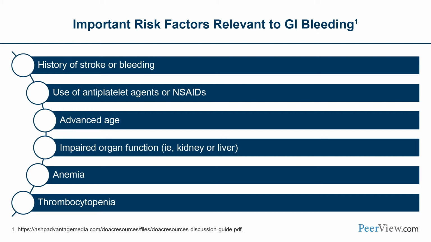Risk factors include advanced age, evidence of impaired organ function, particularly renal failure, but also hepatic failure. Anemia is a risk factor for GI bleeding insofar as it probably indicates chronic underlying bleeding, not that anemia itself predisposes to bleeding. And thrombocytopenia obviously predicts bleeding risk because platelets are necessary for both primary and secondary hemostasis.